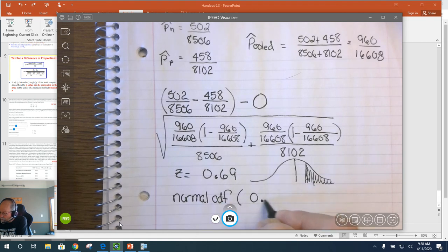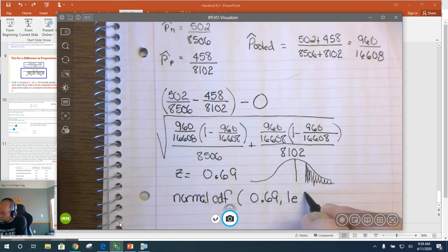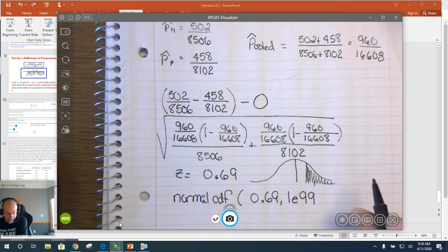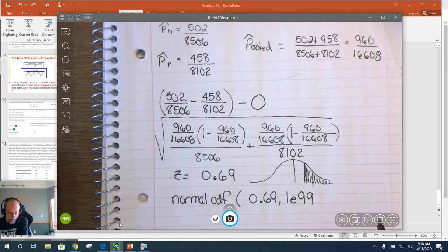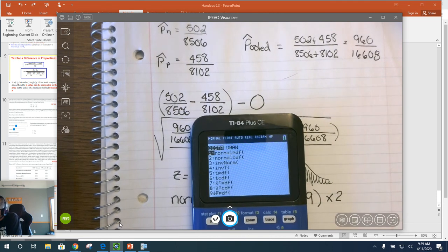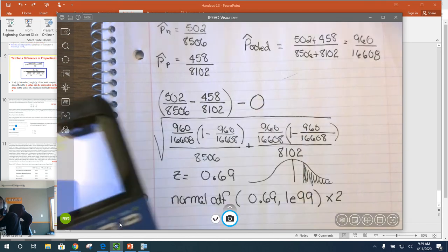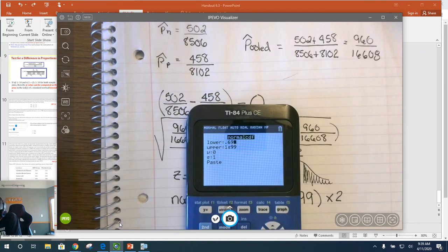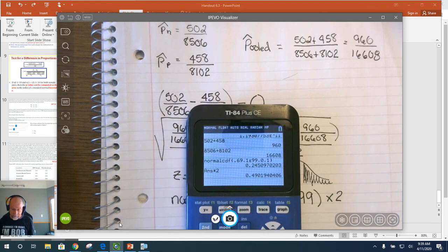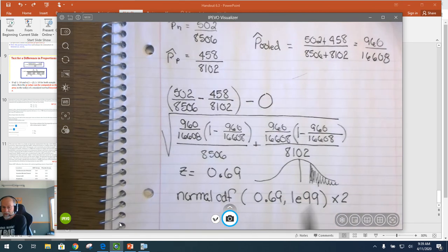Our low number is 0.69, and our greatest number is 1E99. And remember, this was a two-tailed test, okay? So this answer is going to get multiplied by 2. So I'm going to get a p-value, do a normal CDF, 2. I've got 0.69 as my low number, 1E99. Boom, I got an answer. And remember, I'm going to hit times 2 because there's a two-tailing on both sides. I was just calculating the right-hand side. So I've got a 0.490. I've got a p-value.